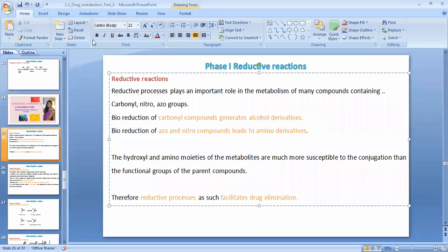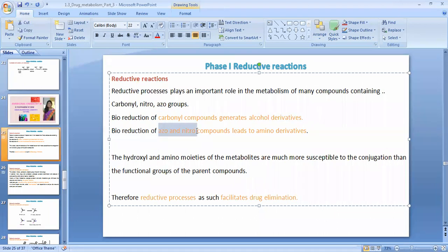So what type of reduction? Bioreduction. Bioreduction means presence of biological enzymes. ते reduction particularly कोण करतं? Biological enzymes करतात. So this is with respect to the carbonyl compound. If bioreduction of carbonyl compound is done, they are converted into the alcohol derivatives.